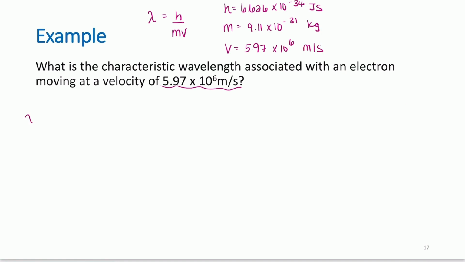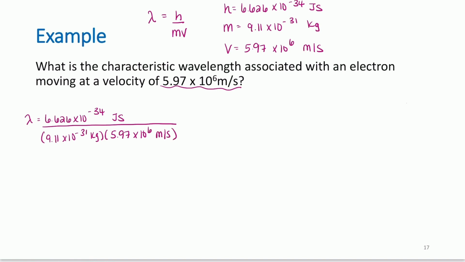So let's go ahead and set up our equation. Lambda equals 6.626 times 10 to the minus 34 joule seconds divided by 9.11 times 10 to the minus 31 kilograms times 5.97 times 10 to the 6th meters per second. This gives me 1.21 times 10 to the minus 10th meters, which I can also simplify to 0.121 nanometers.